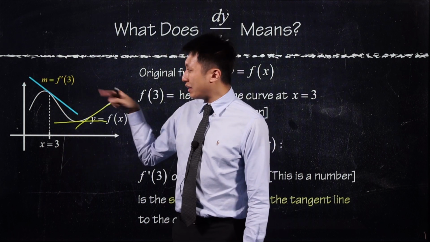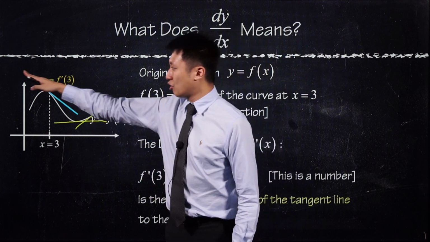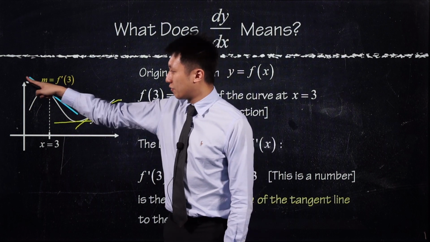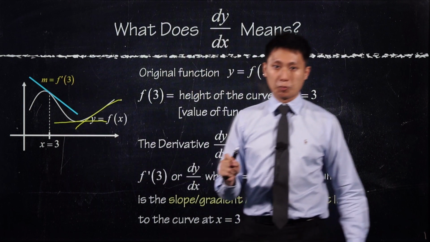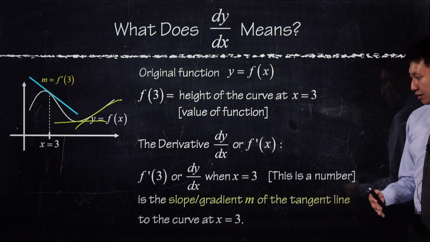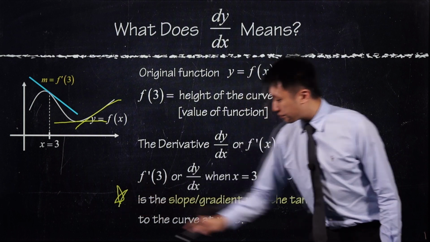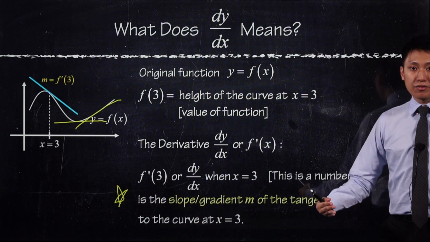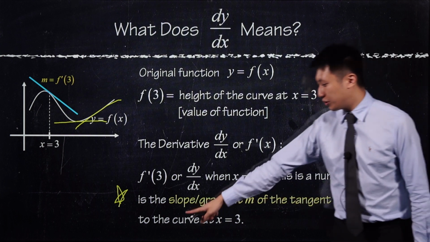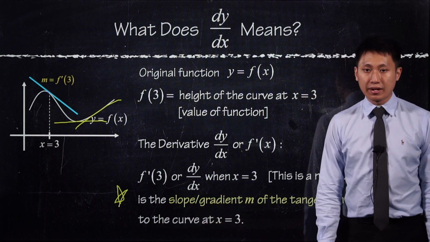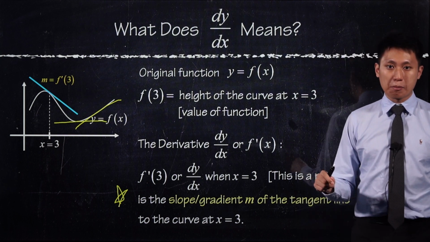So what does dy dx when x equals 3 mean? It means the slope. If you want to find the slope for this one, you find f prime and you substitute 3, and that's your slope. Okay, so you understand that? This is very important. f prime of 3 is the slope or gradient of the tangent line to the curve at x equals 3.